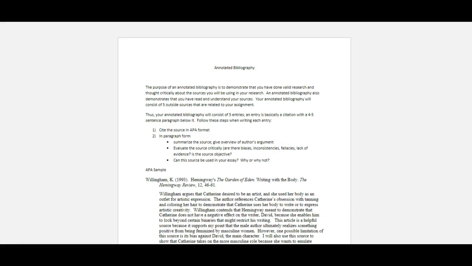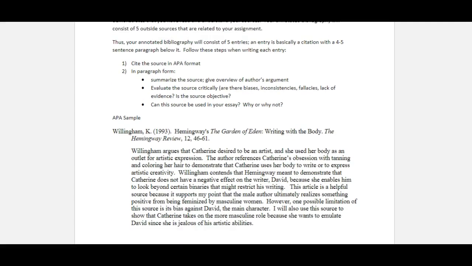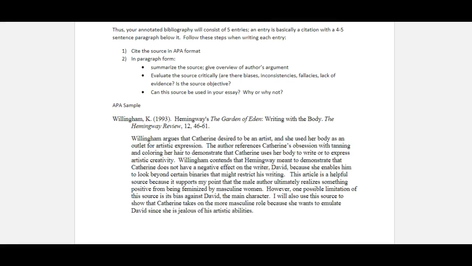As you can see right here, we have an example. We have a source by Willingham, K., from 1993. It's an article called Hemingway's The Garden of Eden, Writing in the Body, the Hemingway Review, Volume 12, pages 46 to 61. This is actually a source that I used in one of my essays a long time ago when I was in grad school. So I had to do an annotated bibliography, so this is what I wrote.